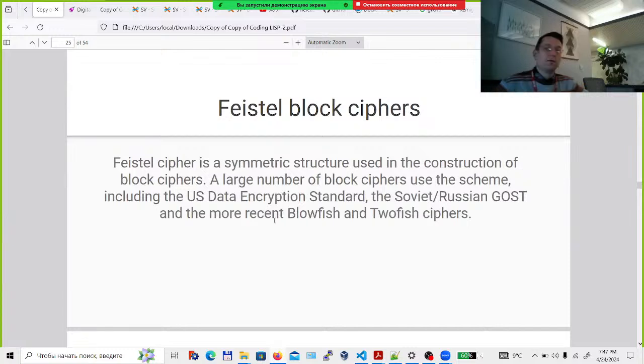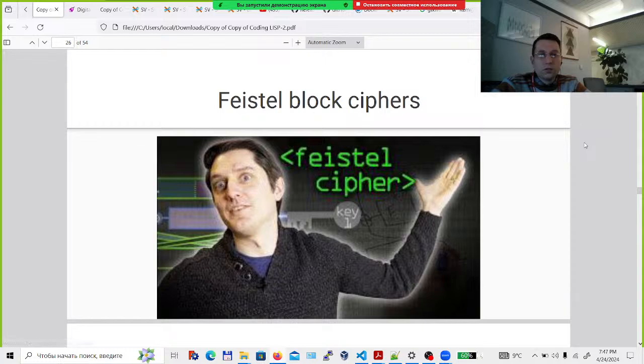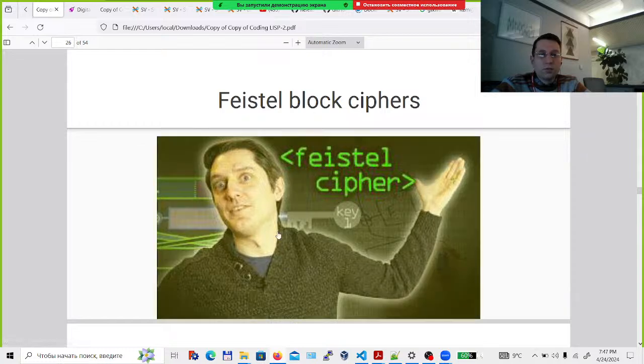Here are Feistel block ciphers. A Feistel block cipher is a symmetric structure used in the construction of block ciphers. A large number of block ciphers use this scheme, including the US Data Encryption Standard, the Soviet Russian GOST, and more recent encryption standards called Blowfish and Twofish ciphers. So it's a very interesting example, and let's check this video.